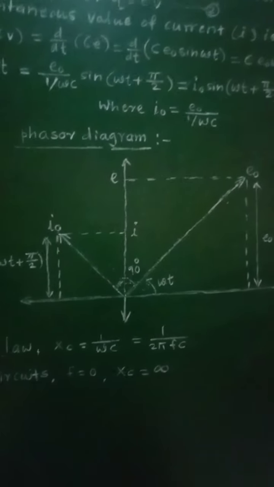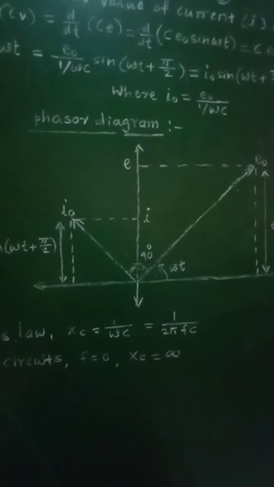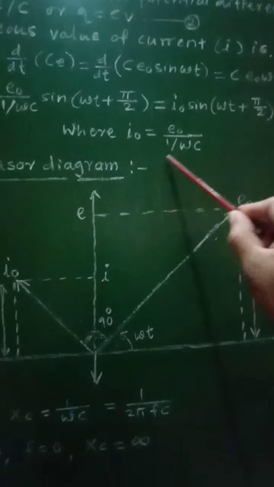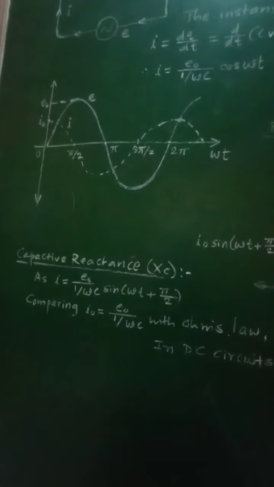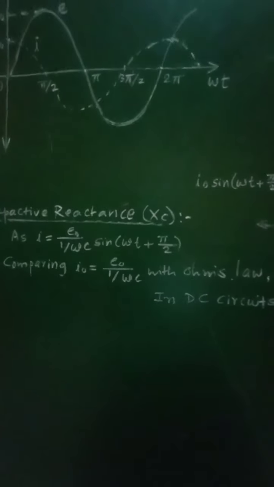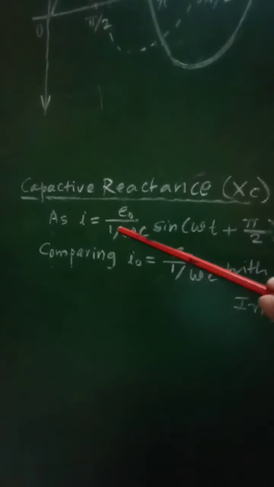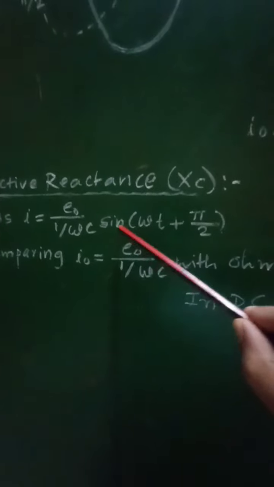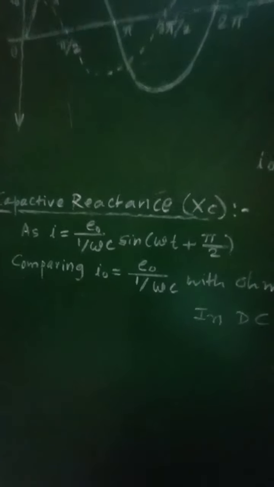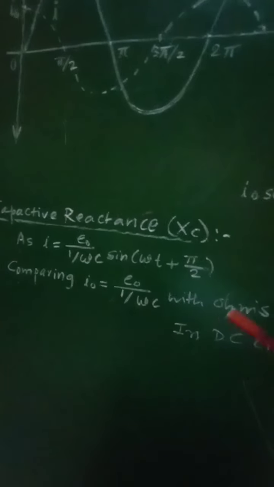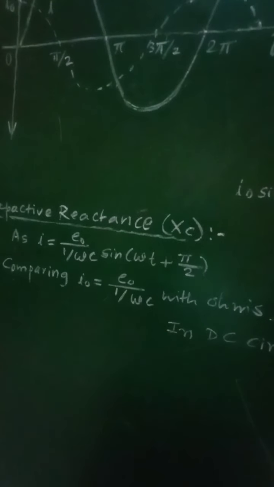And now if you compare the term I0 equal to E0 upon 1 upon omega c, then we can say that the instantaneous value of current in the capacitive circuit is given as I is equal to E0 upon 1 upon omega c, sin omega t plus pi by 2.